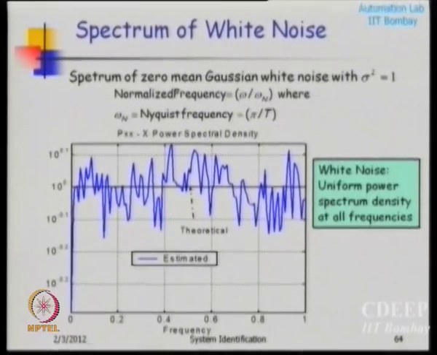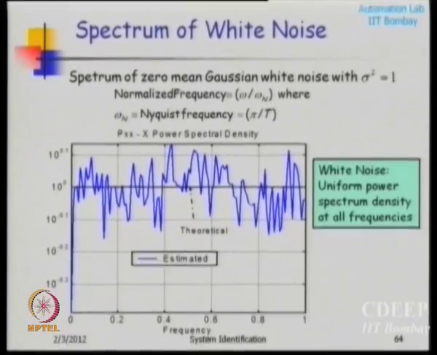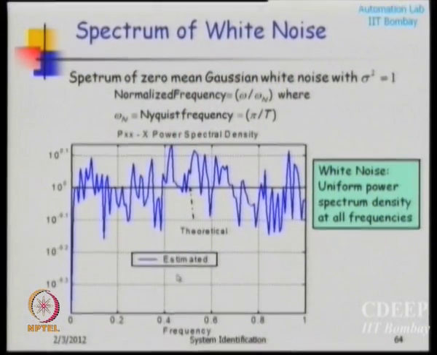So the realization which I got is almost like white noise because it has power at all the frequencies. See, this is amplitude, this is power, and this is frequency. Frequency is between 0 and 1, and you will wonder what this 1 is. In discrete time systems, you always plot between 0 and 1, where 1 is the normalized frequency, normalized with respect to omega n.